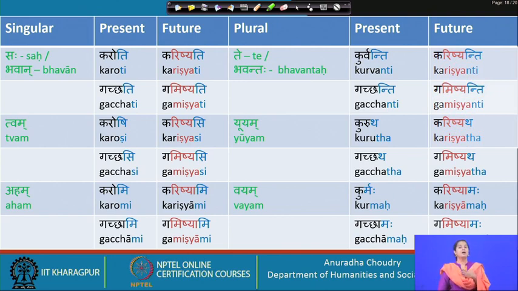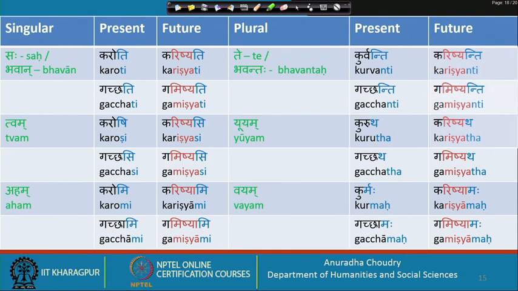Last one, aham karomi for the first person becomes aham karishyami. So the mi is common in both, and for the plural, vayam kurmaha becomes vayam karishyamaha. Uttamam. So gacchami becomes gamishyami, and gacchamaha becomes gamishyamaha. Uttamam. So just for those who don't read the Devanagari, you can see it at the bottom of the screen. It is gamishyamaha. Alright. So I hope you can get a feel of it.